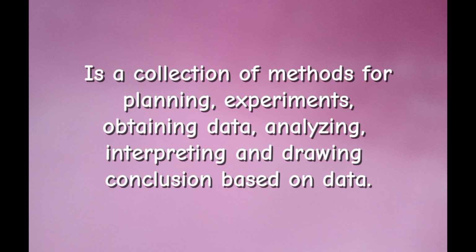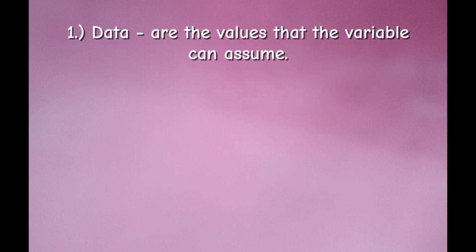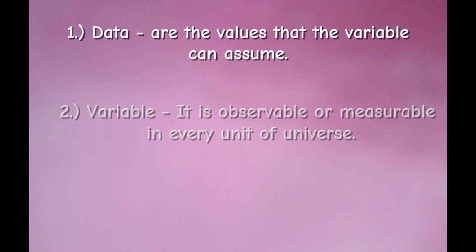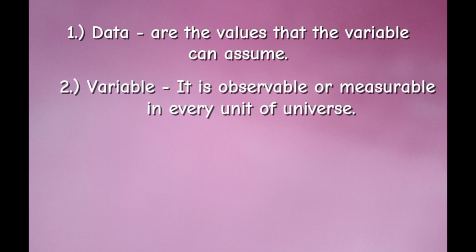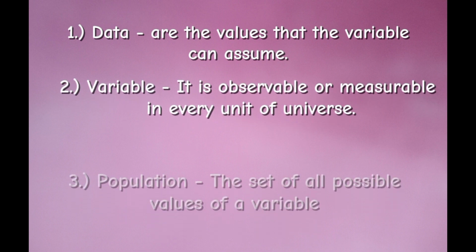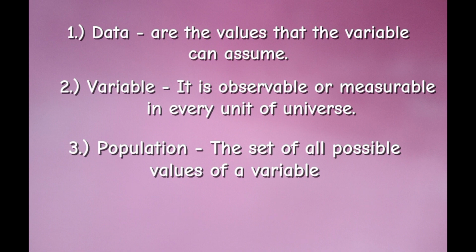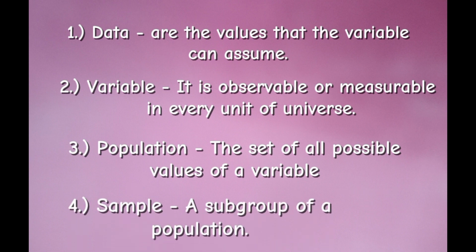Statistics is a collection of methods for planning experiments, obtaining data, analyzing, interpreting, and drawing conclusions based on data. Basic terms in statistics. Data: the values that a variable can assume. Variable: observable or measurable in every unit of the universe. Population: the set of all possible values of a variable. Sample: the subgroup of a population.